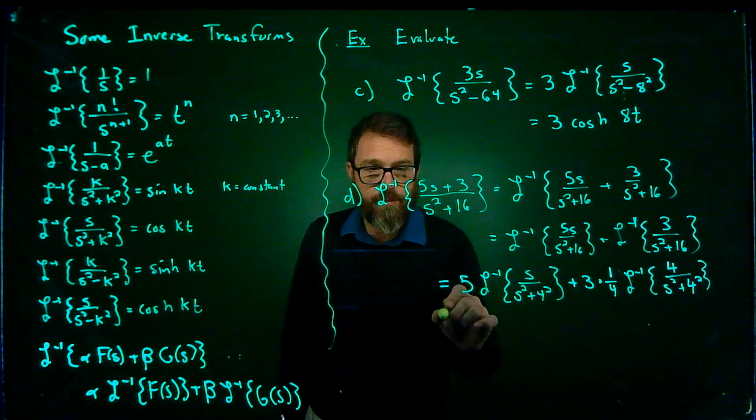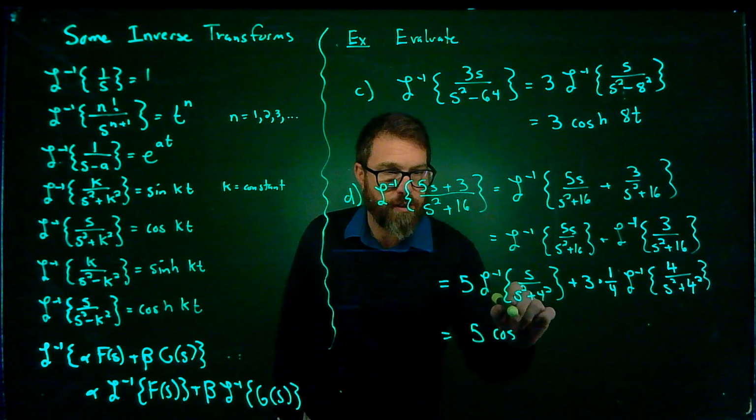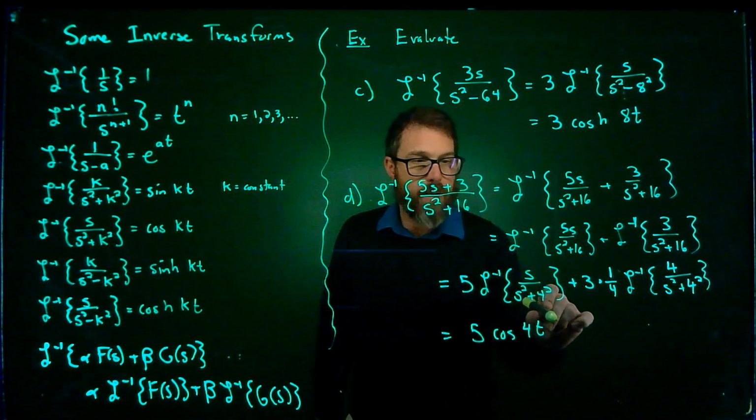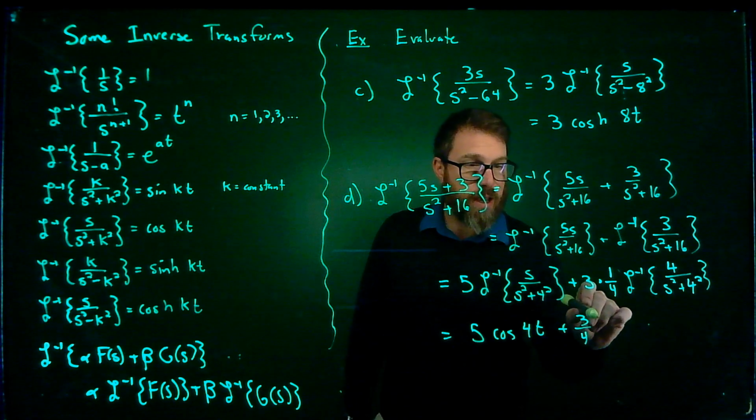So now we have everything. This is going to be 5 times the cosine of 4t, plus 3/4 times the sine of 4t.